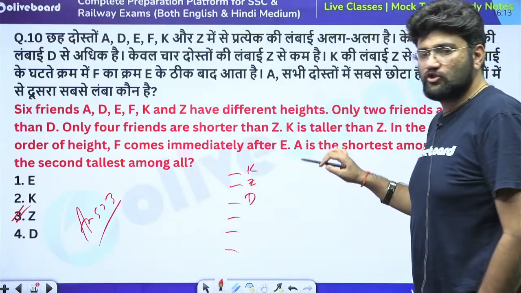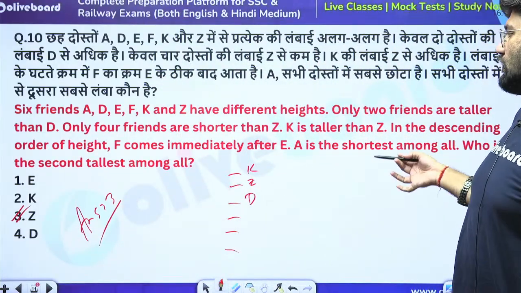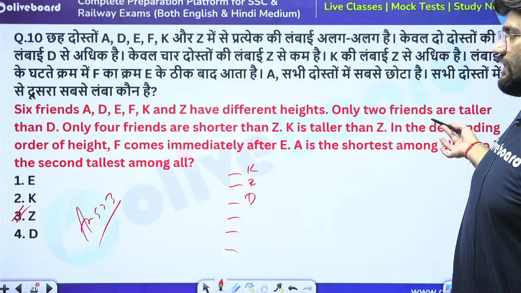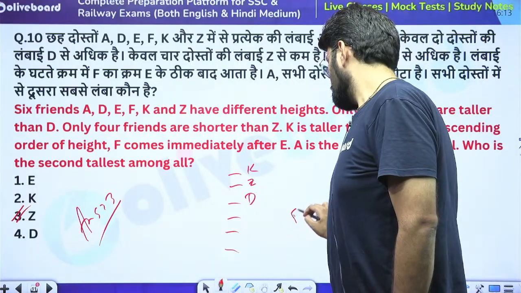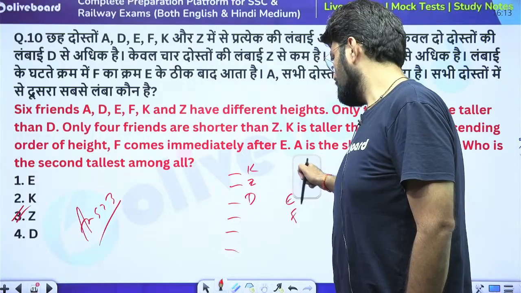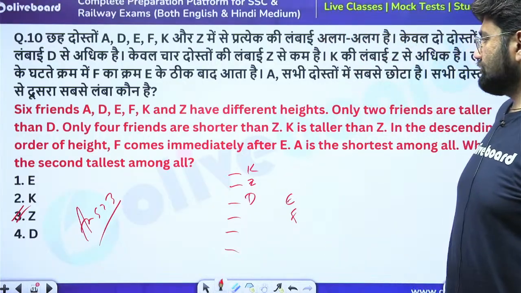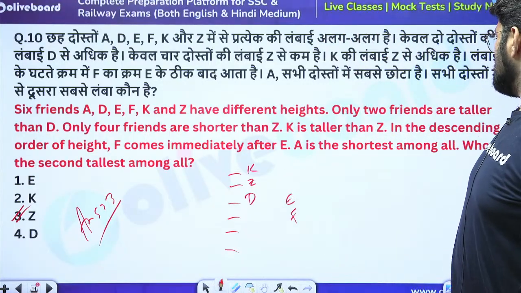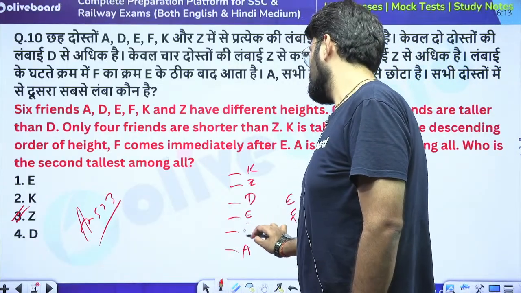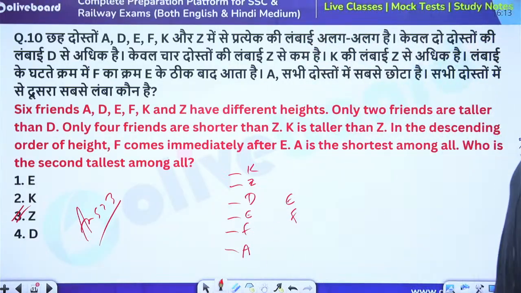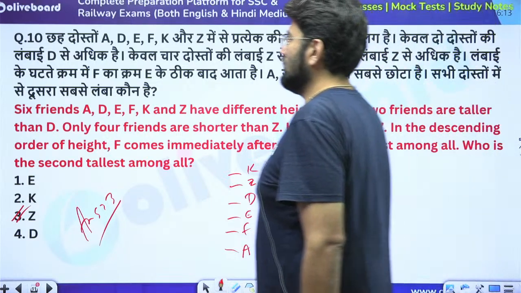So always read the question beforehand. But still, for the sake of completing it, in the descending order of height, F comes immediately after E. Descending order of height, right? So A is the shortest among all. So we'll have A here, E here and F here. This is the actual order, but we didn't need that. We could have found the answer much quicker. Next.